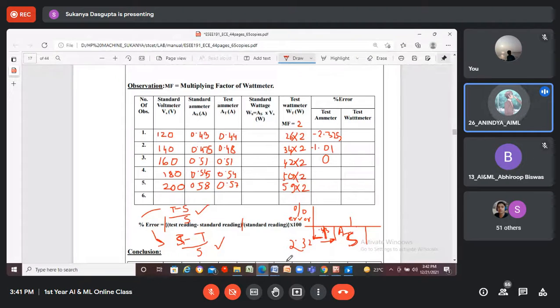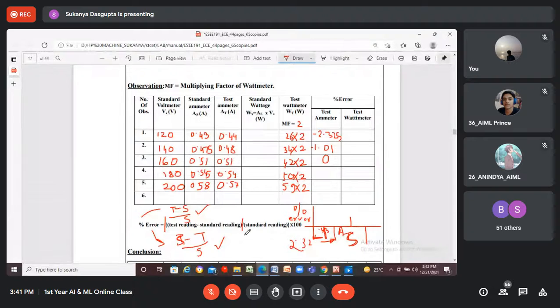Ma'am, test minus standard by test it would be. No. Denominator will always be the standard one. Then in the numerator, ma'am, the signs would be different. Yes, ma'am. In positive, I am getting plus 0.77. For which one? For the test wattmeter, percentage error, 0.77.